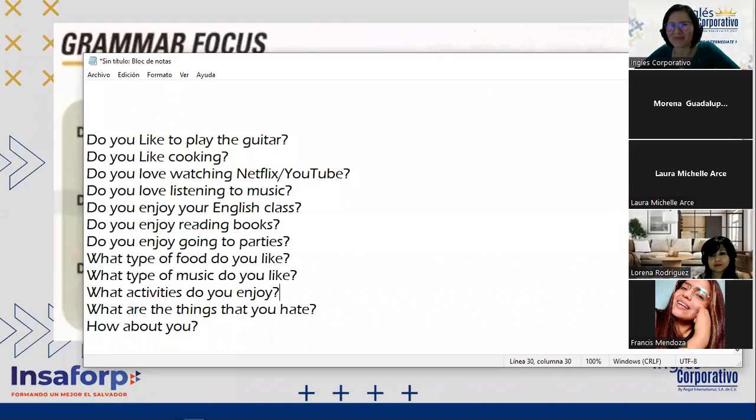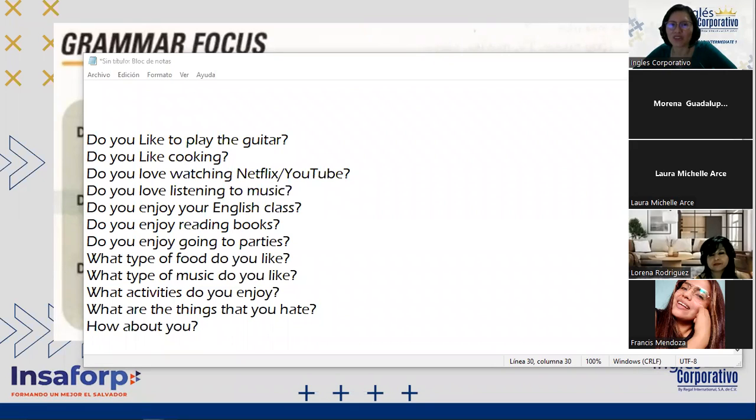Necesitamos más información, ¿verdad? Correct. Sí, cabal, eso. Con la doble H question. What activities do you enjoy? I enjoy dancing.